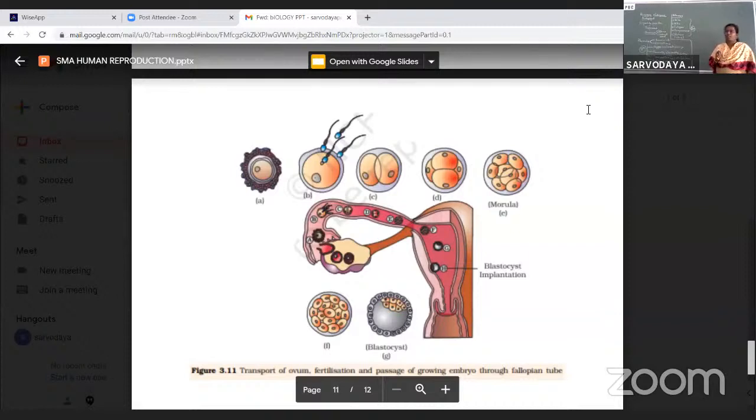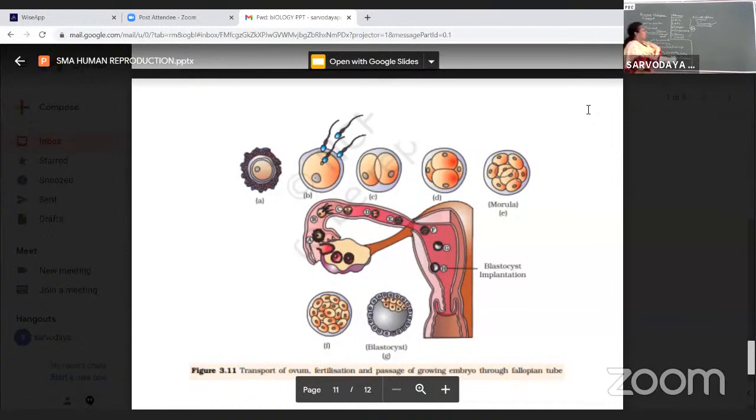Another important point we observe: HCG, HPL and relaxin. These 3 hormones are going to be produced only during pregnancy. So during pregnancy only the presence of these hormones can be seen.